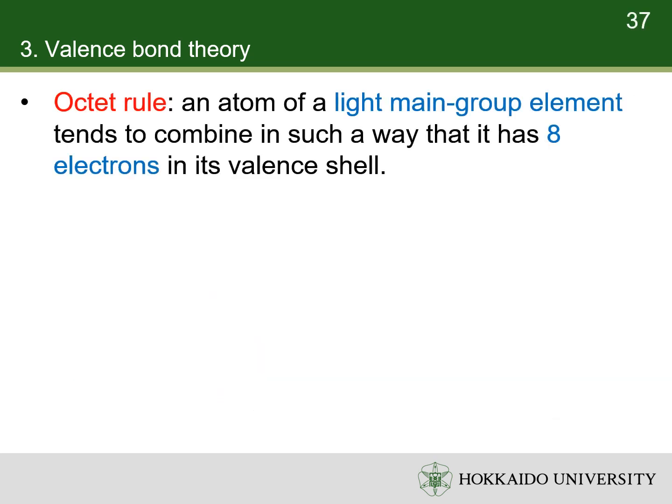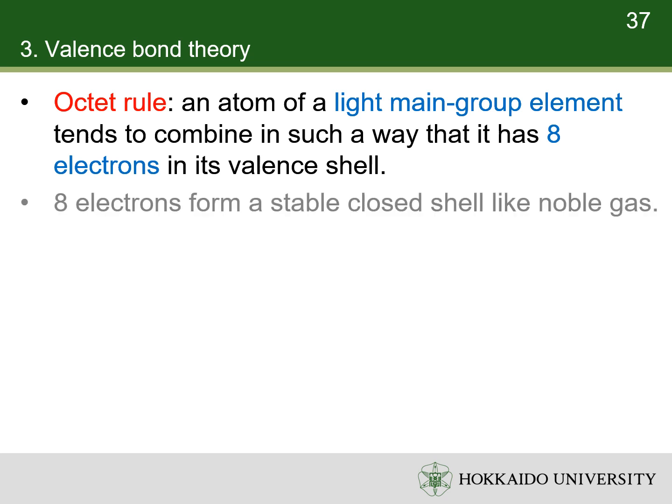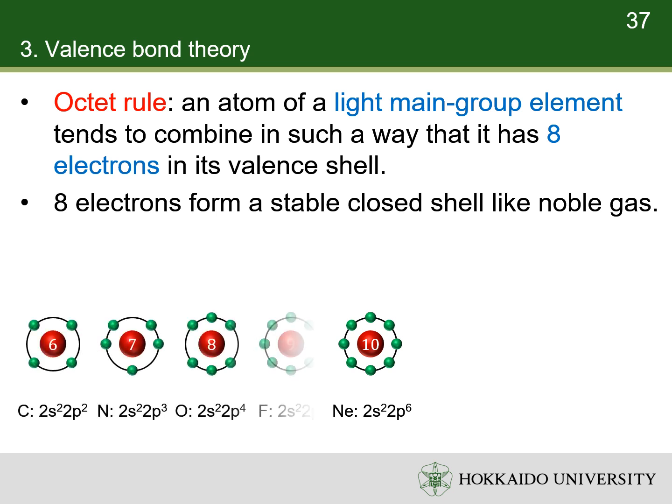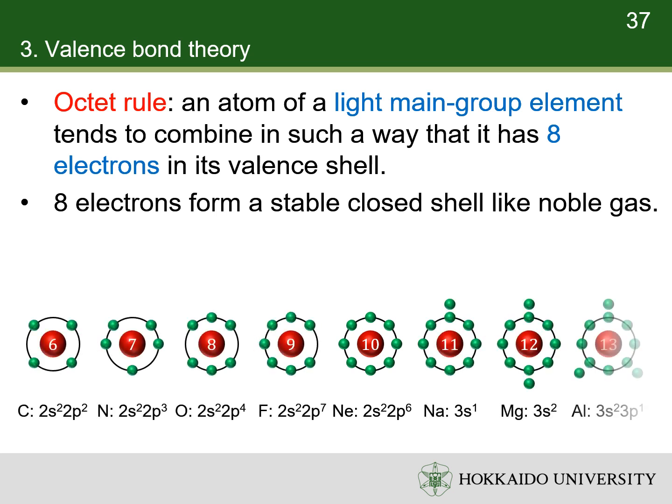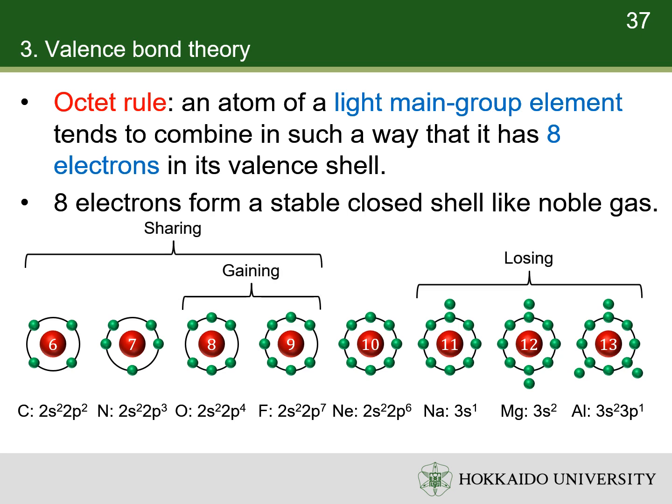The octet rule is a chemical rule of thumb that light main group elements tend to bond in such a way that each atom has 8 valence electrons. The quantum theory of the atom explains the 8 electrons as a stable closed shell with an s2p6 electron configuration like a noble gas. For example, the neon atom ground state has a closed L shell. According to the octet rule, the atoms immediately before and after neon in the periodic table, i.e., carbon, nitrogen, oxygen, fluorine, sodium, magnesium, and aluminium, tend to attain a similar configuration by gaining, losing, or sharing electrons.